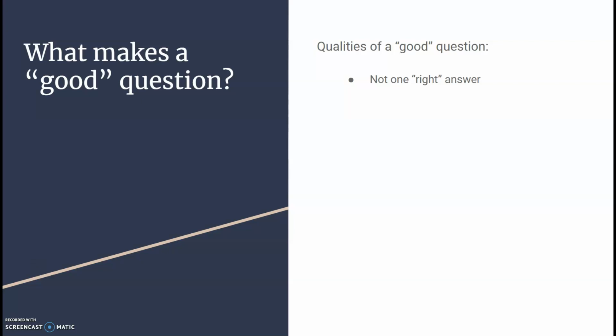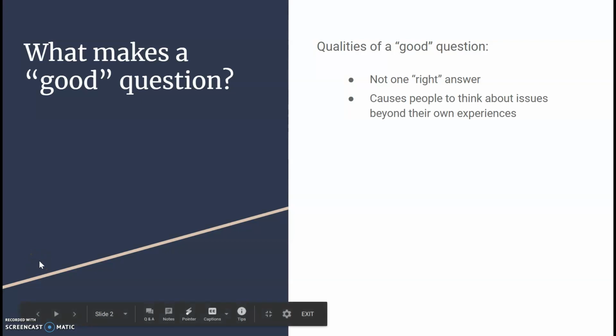Second of all, it causes people to think about issues beyond their own experiences. There is important stuff to research every day, and it doesn't necessarily have to be geared towards you or who you are as a person. But this is also what makes us awesome students and learners, is that we can think about things that don't directly affect us.